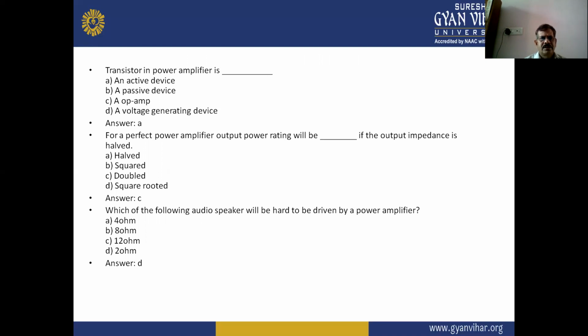In the next question, a transistor in a power amplifier is: option A, an active device; option B, a passive device; option C, an op-amp; option D, a voltage generating device. A transistor used as a power amplifier is an active device, because it operates in the active mode. So the correct answer is option A, an active device.